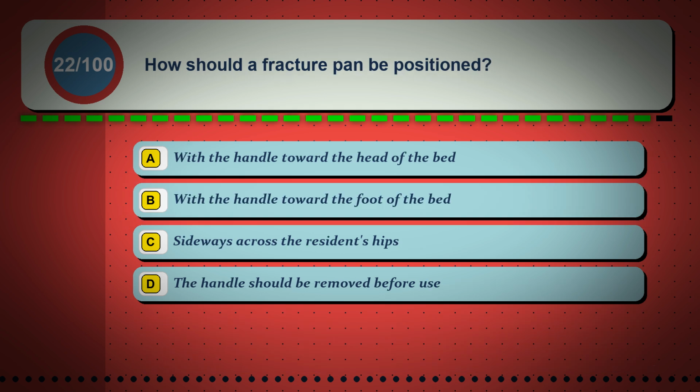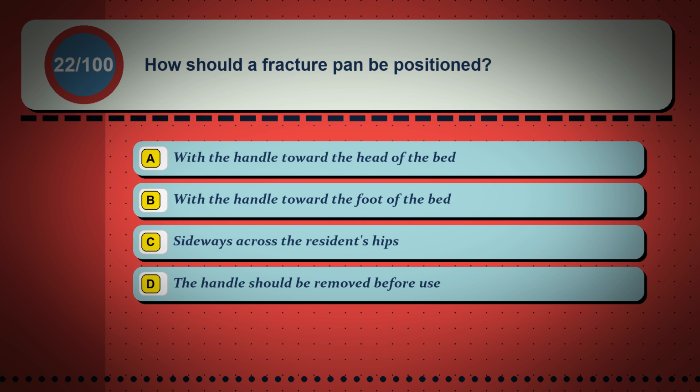Question 22. How should a fracture pan be positioned? Option A, with the handle toward the head of the bed. Option B, with the handle toward the foot of the bed. Option C, sideways across the resident's hips. Option D, the handle should be removed before use.